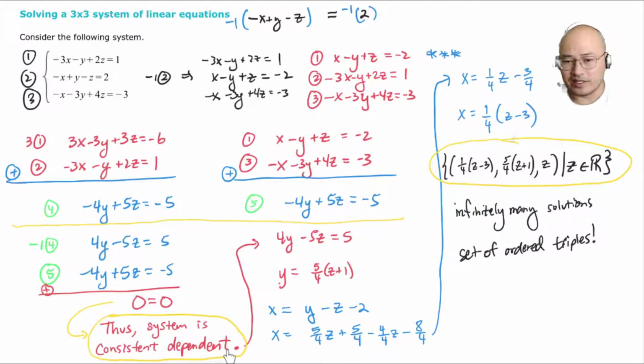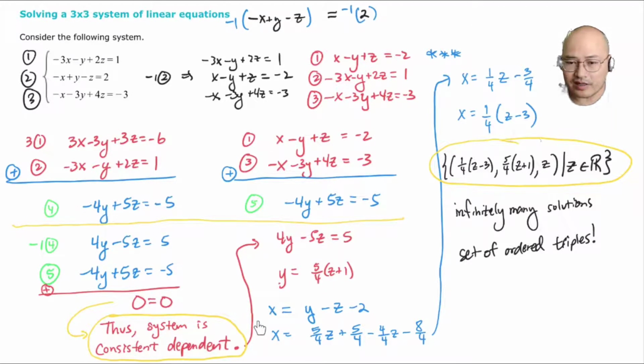One way to find that dependent variable is to simply solve for y. What I'm doing here is claiming that z is our dependent variable. So if you solve for y, you end up getting that y is equal to 5/4 times the quantity z plus 1. You could write out the details yourself. Notice y is dependent on z.